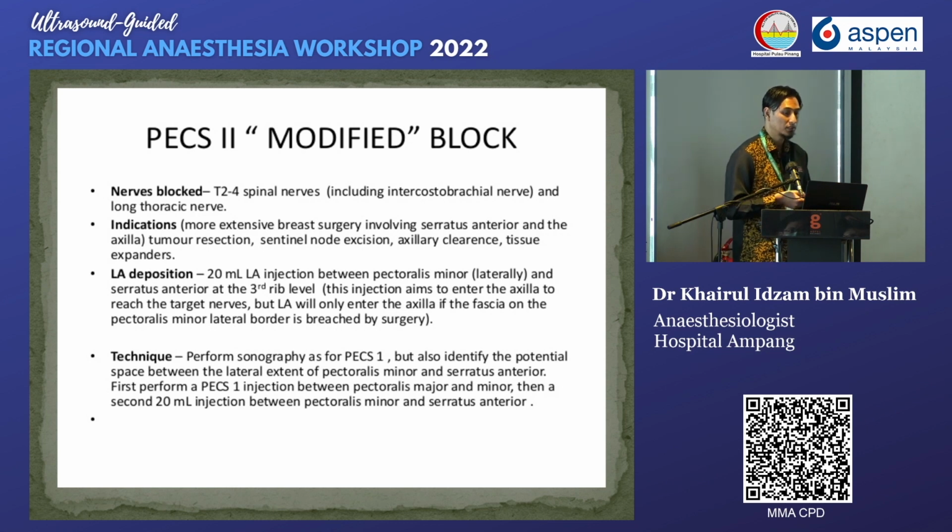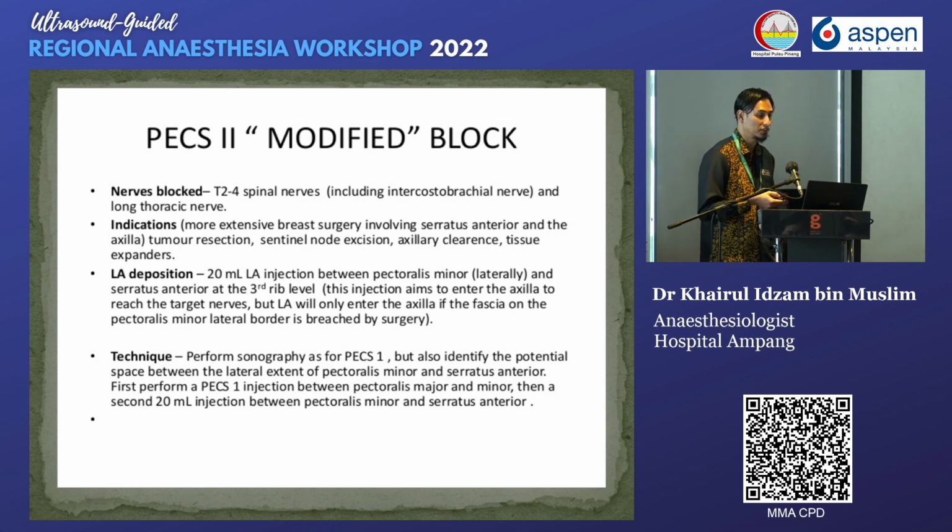It blocks the spinal nerves T2 to T4, including the intercostobrachial nerve and long thoracic nerve. So the indications are more extensive breast surgery involving serratus anterior and axilla, for example tumor resection, node excision, axillary clearance, and tissue expanders. So how much LA to deposit? Usually 20 mils. This is a fascial block, so we need much volume. So we need to dilute our LAs to become less concentrated.